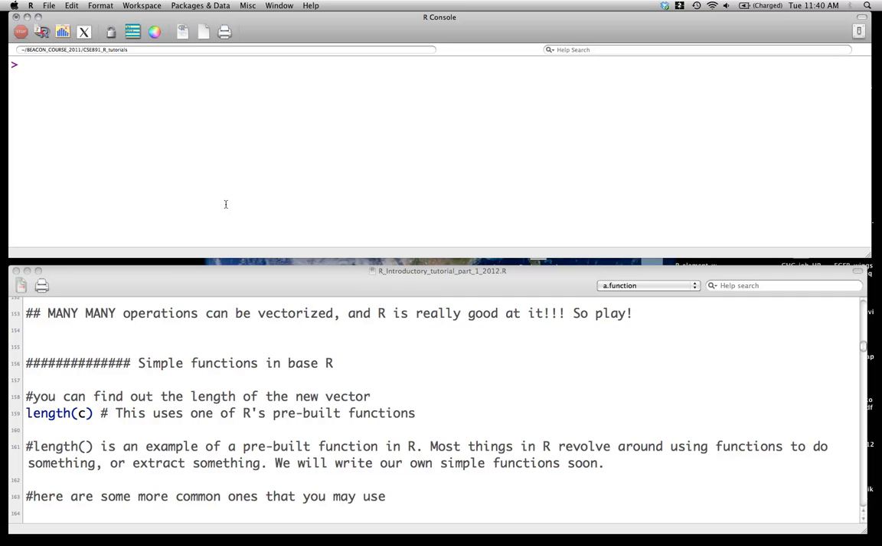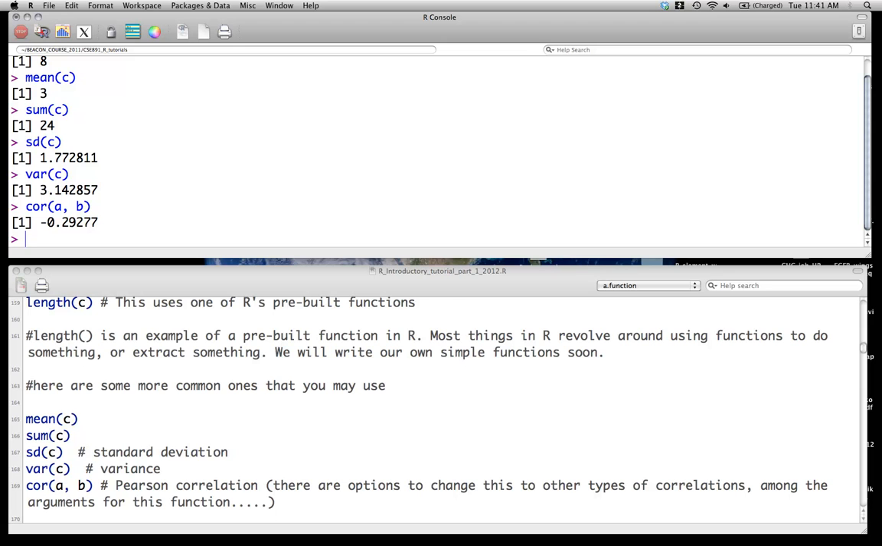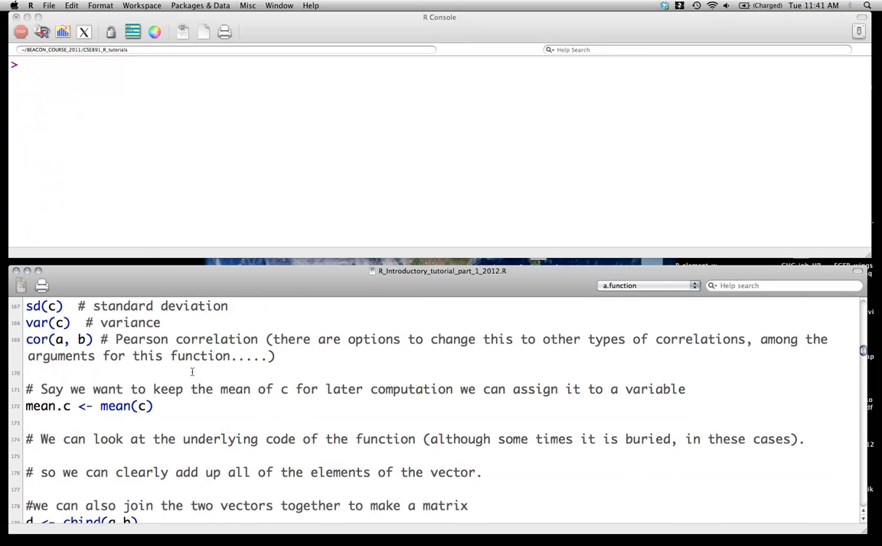We've already used one, which was length. So we could ask what the length of C was, and it was a vector of length 8. This is an example of one of those pre-built functions. There are many of these, and we're going to use many of them. For example, we can compute the mean. This is a numeric vector, so there should be no reason not to compute the mean. Or the sum, which will give us the sum of all elements of this vector. Things like the standard deviation or the variance, and we'll define those terms in future lectures. We can even ask what the correlation is among things, and compute something like the Pearson moment correlation between those two vectors, in this case negative 0.29. We don't need to worry about what that means, other than seeing that there are these pre-built functions.